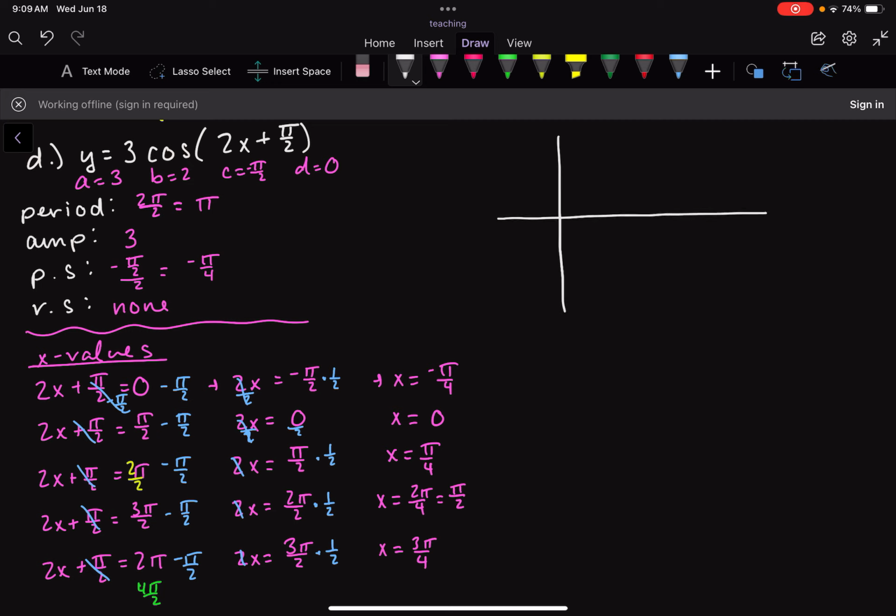Since my phase shift technically went to the left, I am going to have to start on the left side. And I have a negative value, so negative pi over 4, 0, pi over 4, pi over 2, and then 3 pi over 4.